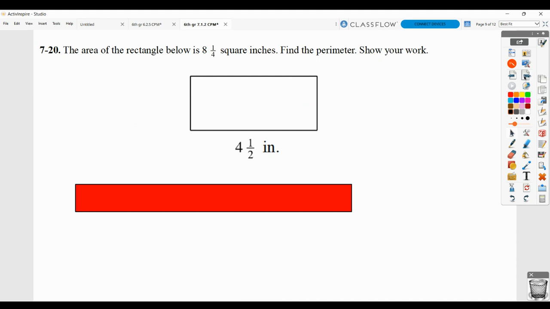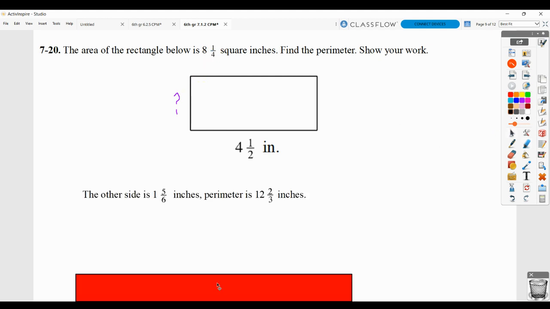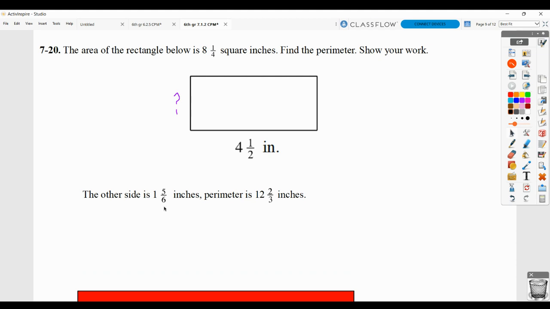For the next one, 720, they tell you the area of the rectangle is 8 1/4 square inches. You have to find the perimeter. So the rectangle also shows you that it has a length of 4.5. So basically we're trying to figure out what the width would be if, when you multiply it by 4.5, you get an area of 8 1/4. So we know that you take length times width to give you area. So if you're given an area, you can divide by length to get width. So 8 1/4 divided by 4 1/2 will give you 1 5/6.